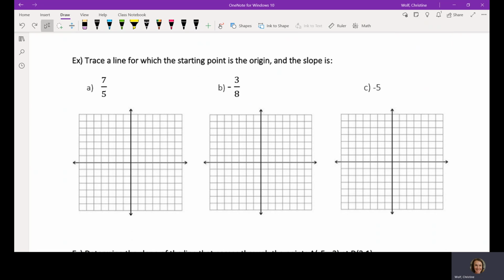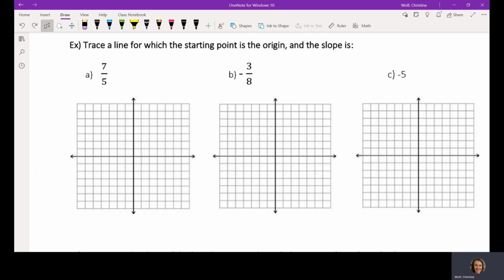We're going to practice drawing slopes, okay? And I gave you a few different slopes, a few different situations here. So it says trace a line for which the starting point is the origin. Where's my origin? The center. There. There's my origin, there's my starting point. Then it says draw the given slope. So we're going to draw a slope of 7/5.